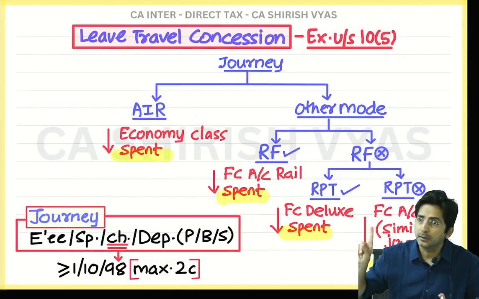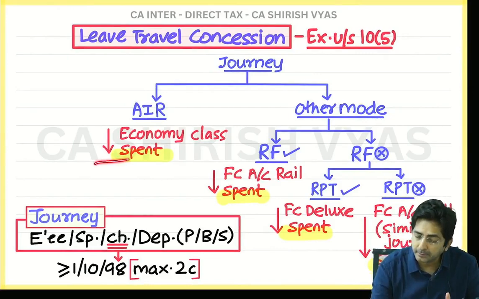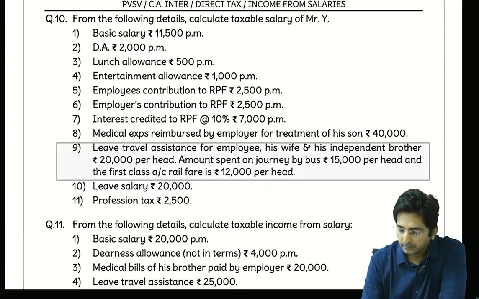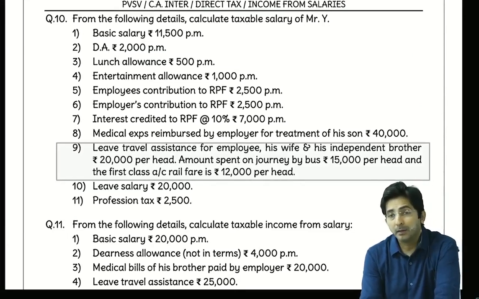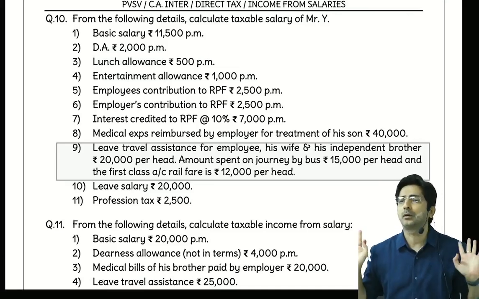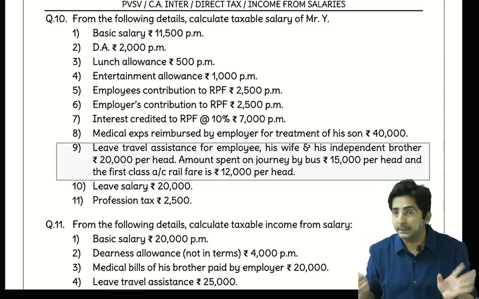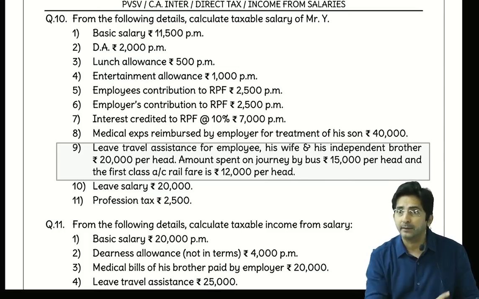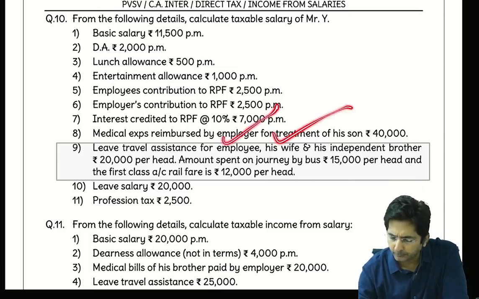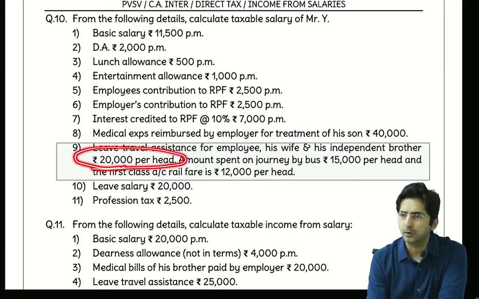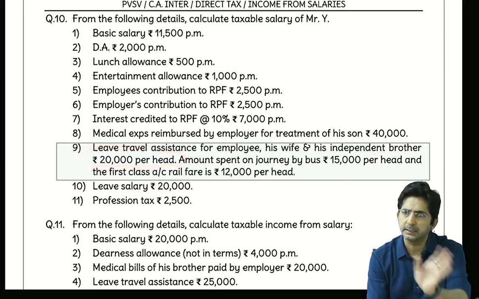Our chart says what? Check. Journey is by air, or a journey by other mode. See what is given? Leave travel assistance for employee, wife and independent brother. See, independent brother is actually not allowed. But first we have to see whatever is received, you have to write it in the inner column. See, the company is giving, that means it is becoming your income. Your knowledge should be used when you are deducting, okay? So whether it is for himself, wife or independent brother, you write the full amount. How much? 40,000 per head. So how many people? 3. 60,000 in the inner column.